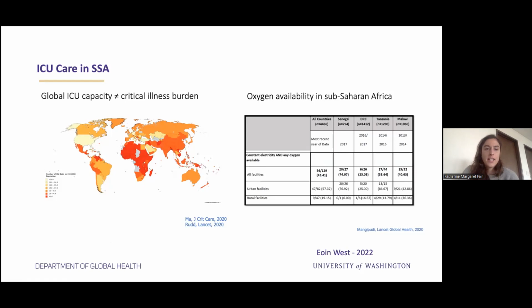I don't know if you can see my cursor, but basically there are widespread inequities in the number of ICU beds available across the world relative to the critical disease burden. I think this is a slide from Dr. Owen West's presentation, where we can talk about how at Harborview we have hundreds of beds, but our hospital has 2, and one could argue a lot of critically ill patients.